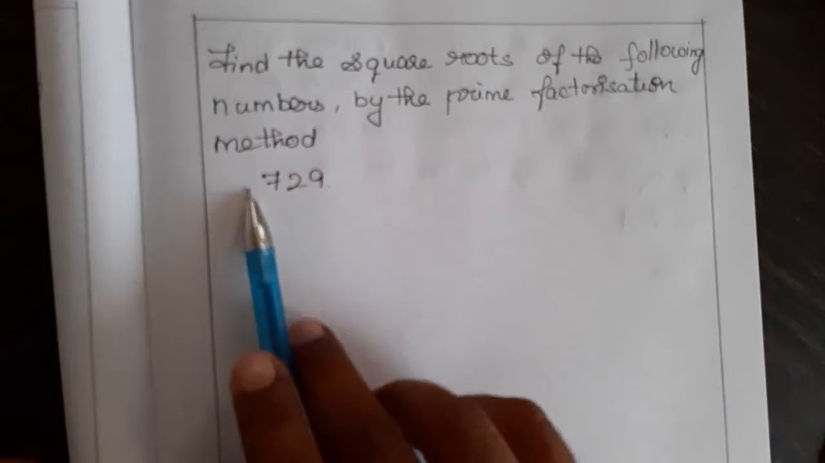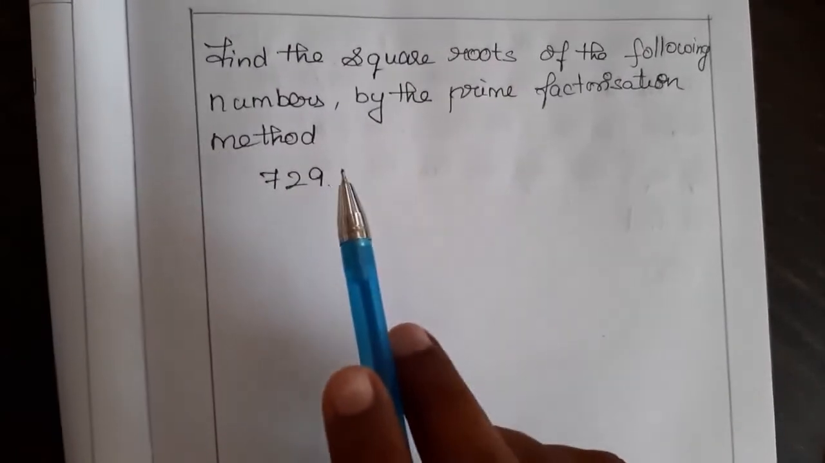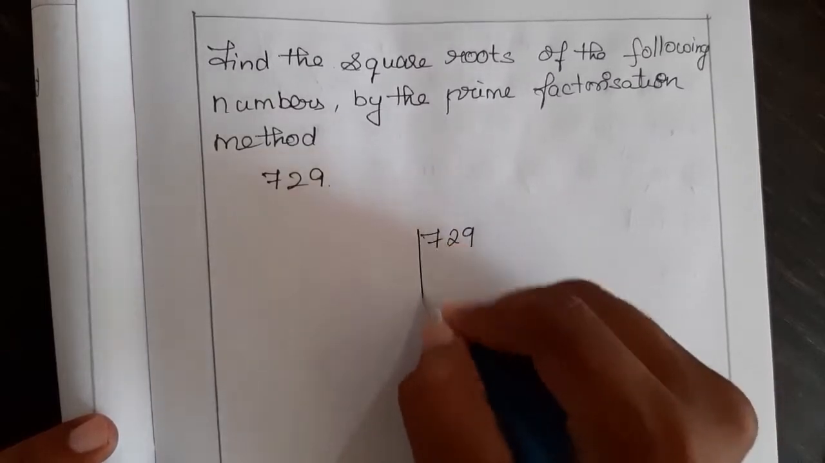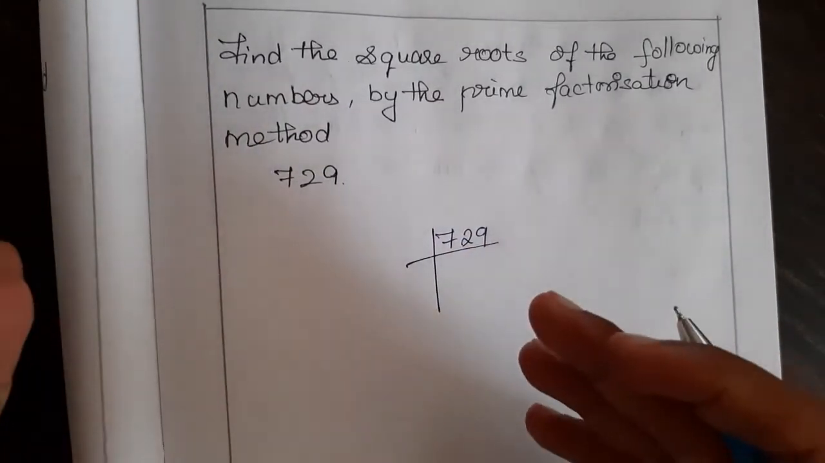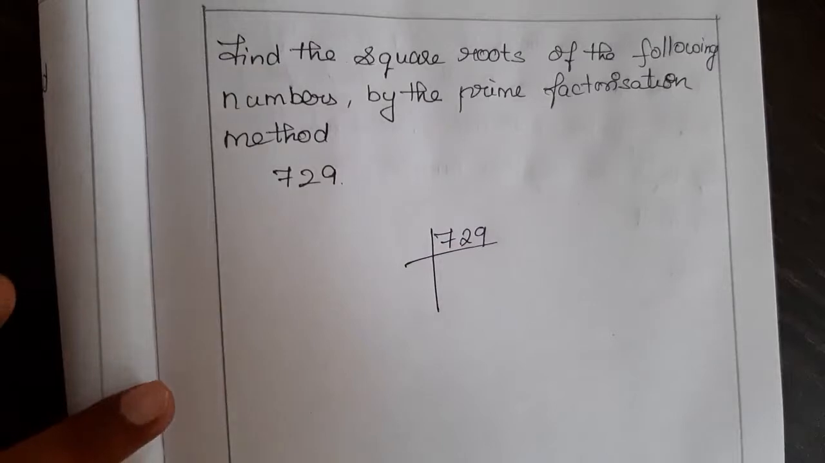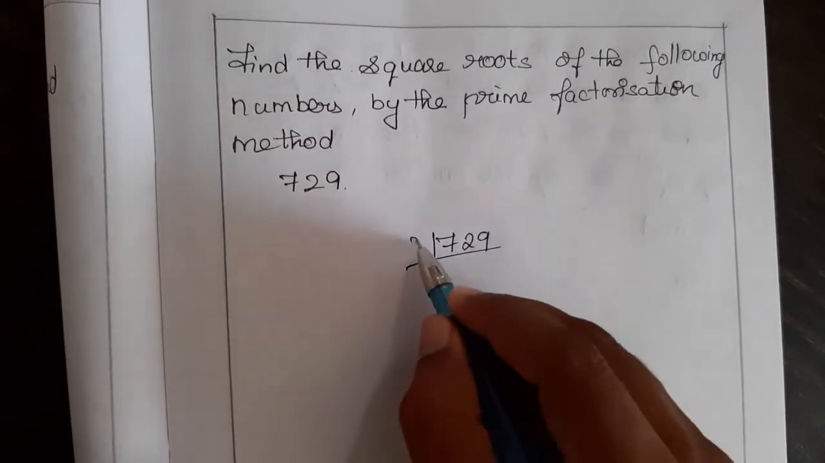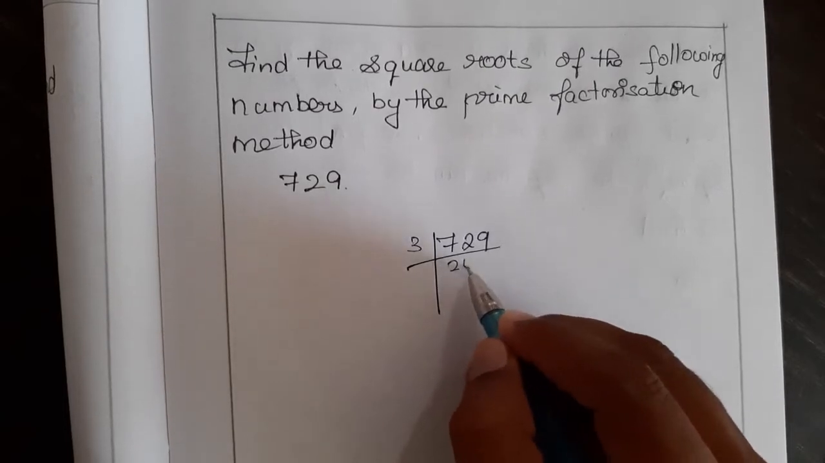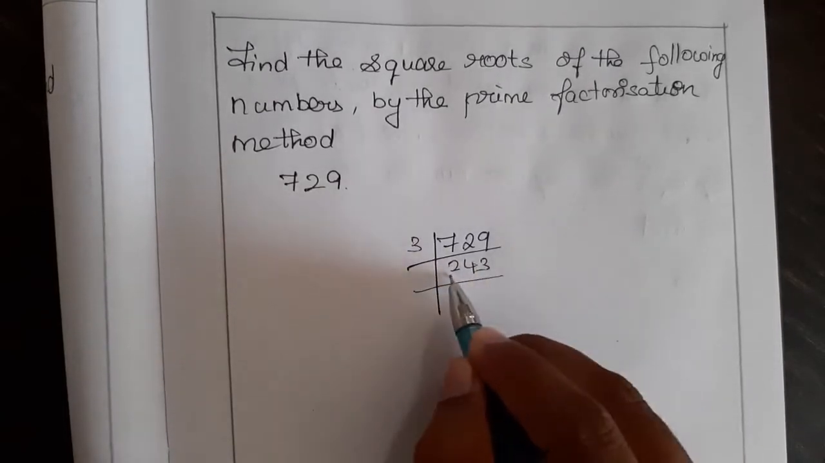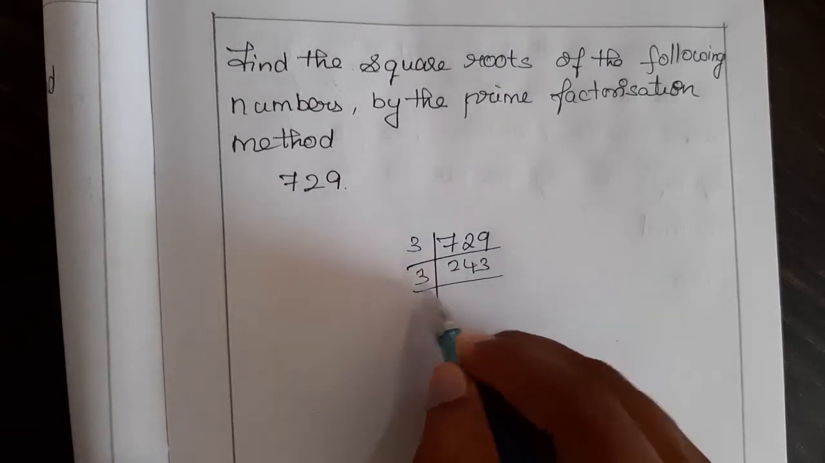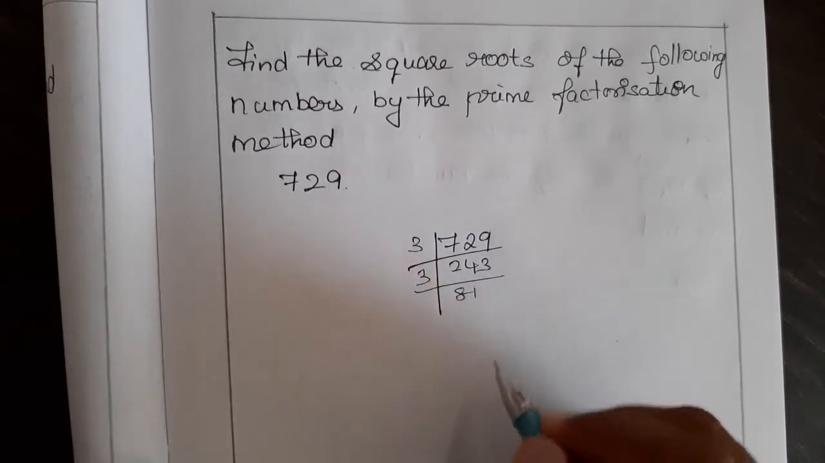So given is 729. We have to use the prime factorization method to find the square root of 729. We just have to find the prime factors and pair them up. That's it. So does it come in multiples of 2? No, 3, right? 3 times it will be 243, right? Again, it is not in the 2 table, but it comes in the 3 table. So 3 times 81, right?